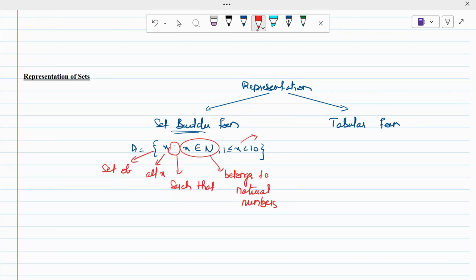Tabular form is simply the listing of the elements. If for the same set I have to write the related tabular form, it would be 1, 2, 3, and it goes until 9. I will not be including 10 here because 10 is exclusive, not inclusive. And for natural numbers, you have to keep the whole numbers only. You don't write decimals. So this is the main difference between set builder form and tabular form. In any given question, if a set builder form is given, always write its related tabular form first.